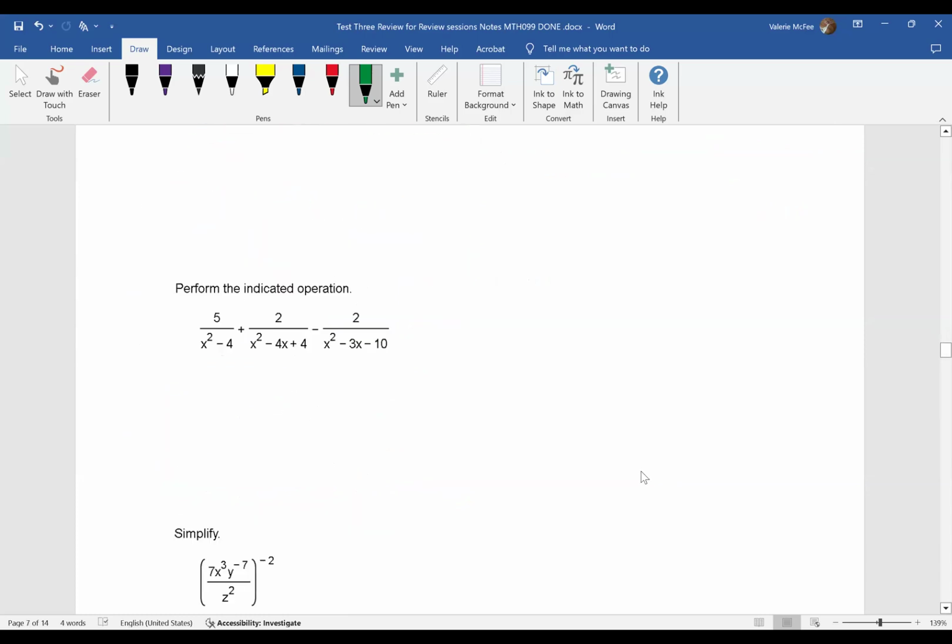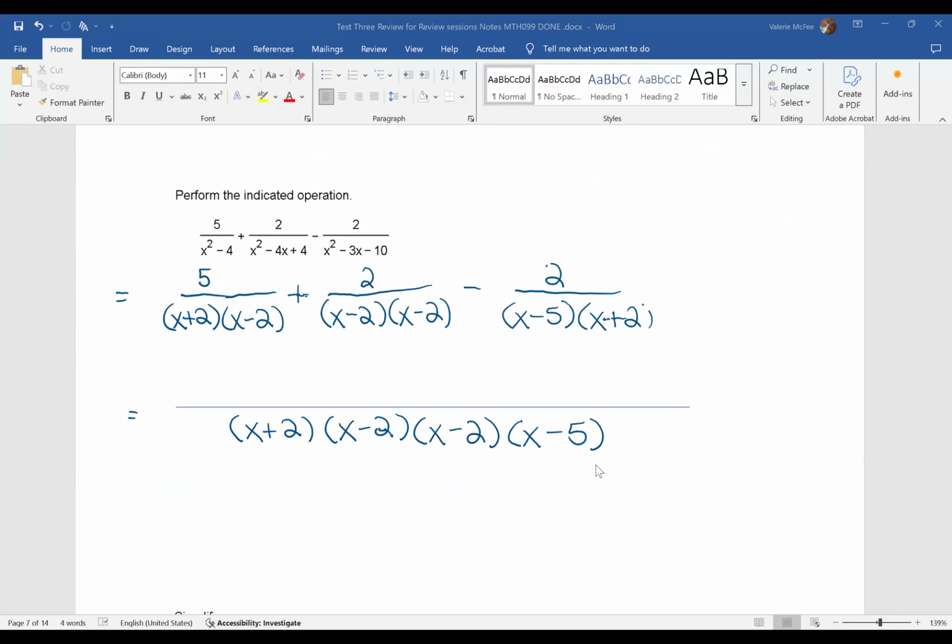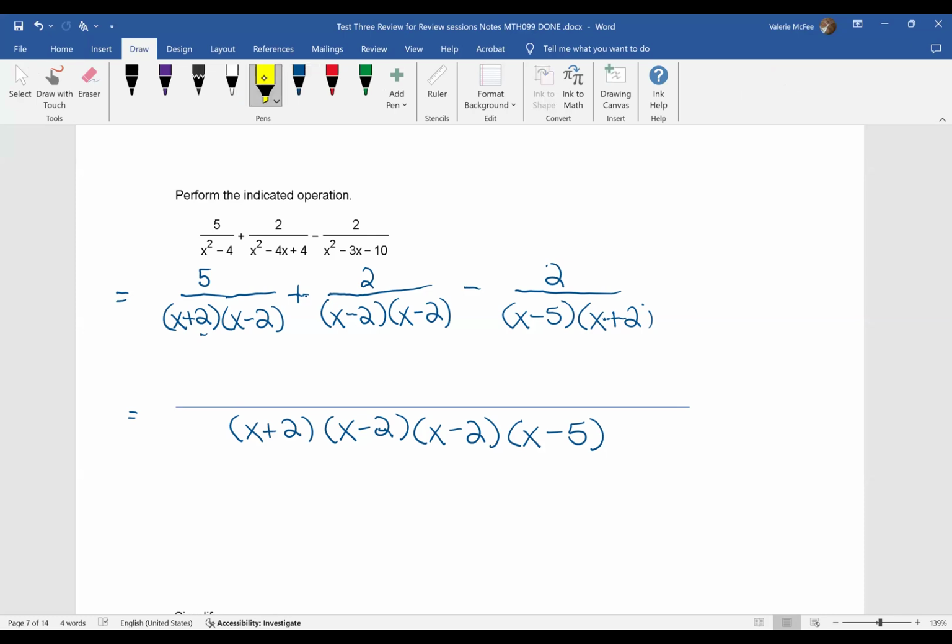Why don't you try this one if you haven't already done so? Now, we've found our lowest common multiple of the denominators. I needed a factor of x plus 2 and x minus 2. I have them. I need two factors of x minus 2. We have them here. And we needed x minus 5 and x plus 2. So there are four factors in the lowest common multiple of our denominators. So we need to be careful now.